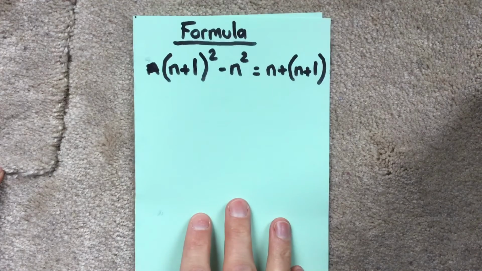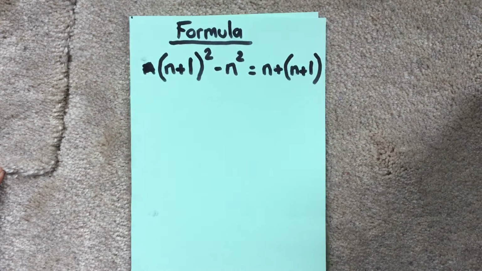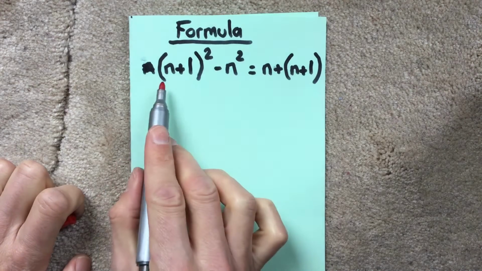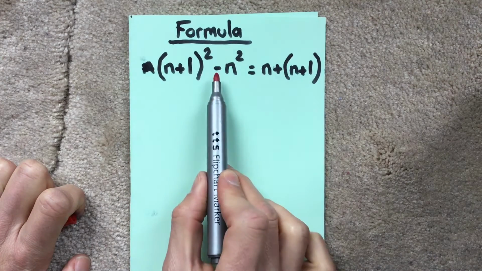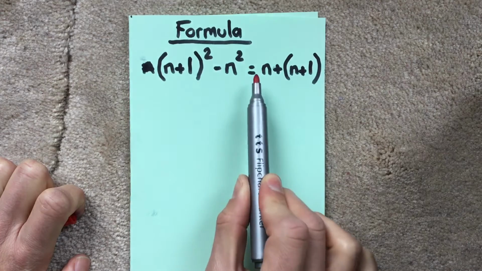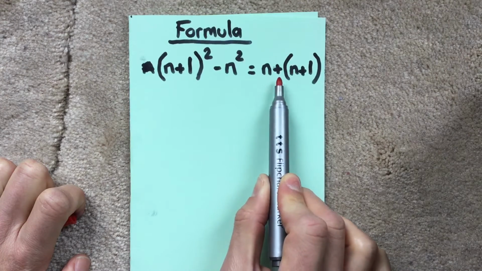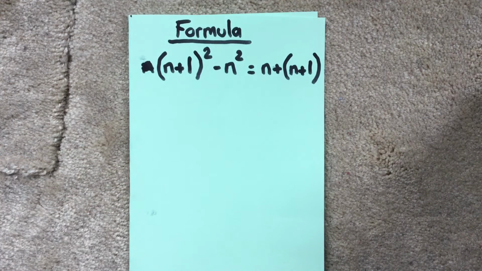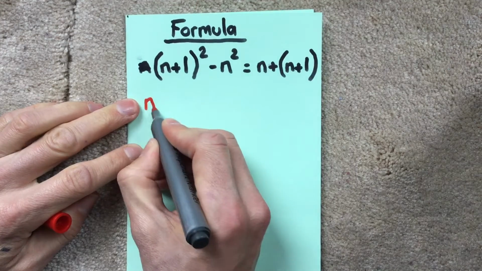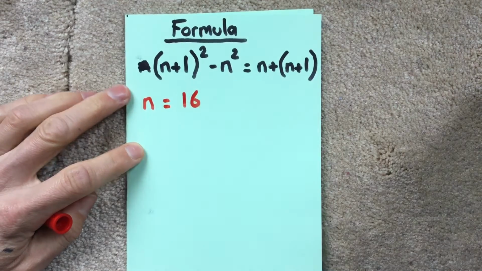So it looks quite fancy, and I've used the letter N, and N just means number. So I can choose any number and put it in here, and hopefully it will make sense. And my formula is N plus 1 in brackets, and then I square that, minus N squared will equal N plus, and then in brackets I've got N plus 1. Well, I'm going to choose a number. I'm going to choose, for N, the number 16.